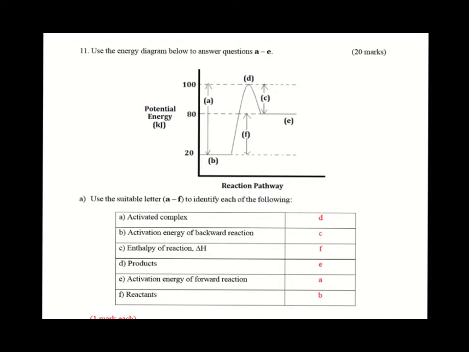Look at this energy level diagram. You are asked to label to identify each part of the graph. As you know, B is the reactant and E is the product, D is the activated complex.